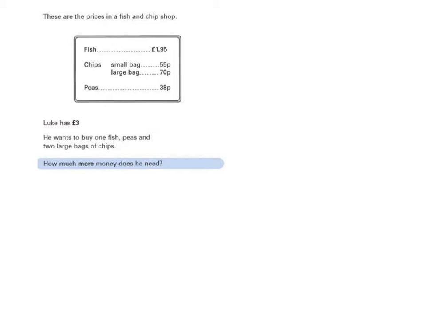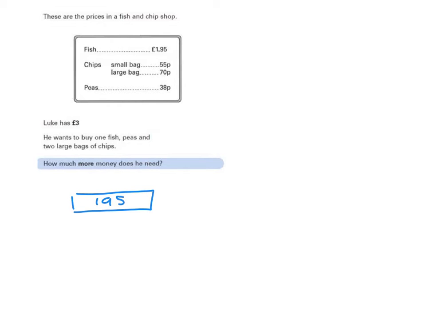So we know the prices of all the items and we know how much money the person's got. So with the bar model we try and take every piece of information we have and represent it with a bar. So I'm going to start with the fish that he buys. So I'm going to draw my bar for the fish. That cost me 195 pence.